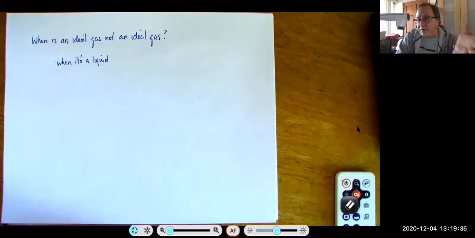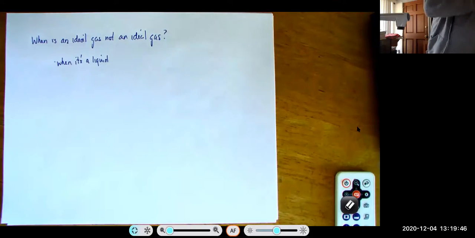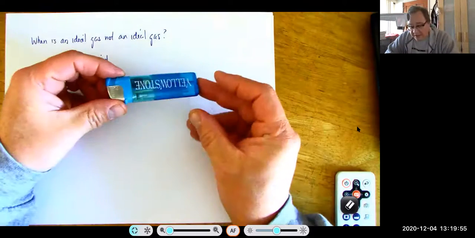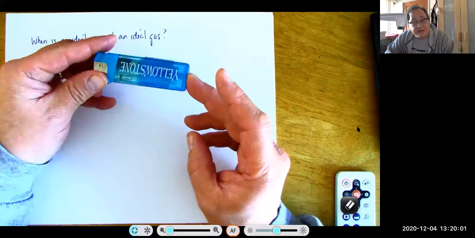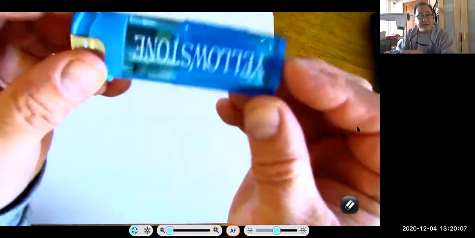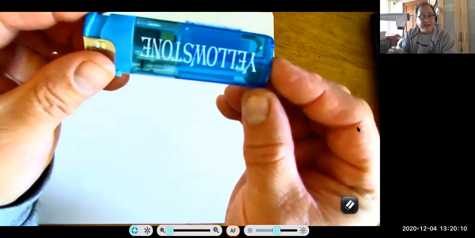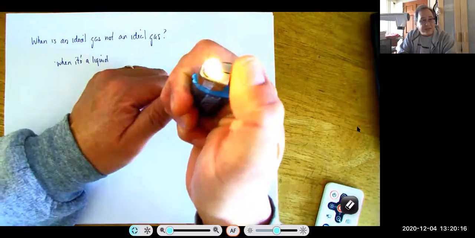Has anyone ever seen a butane lighter? When you have a butane lighter and you shake it, and in fact, I think I have one right here. I have a butane lighter right here. You can tell I got this from Yellowstone. So I was out camping and I want to have a backup to my matches. Can you see the liquid in there? You see that? And here, when I click this, you can see that the flame starts.